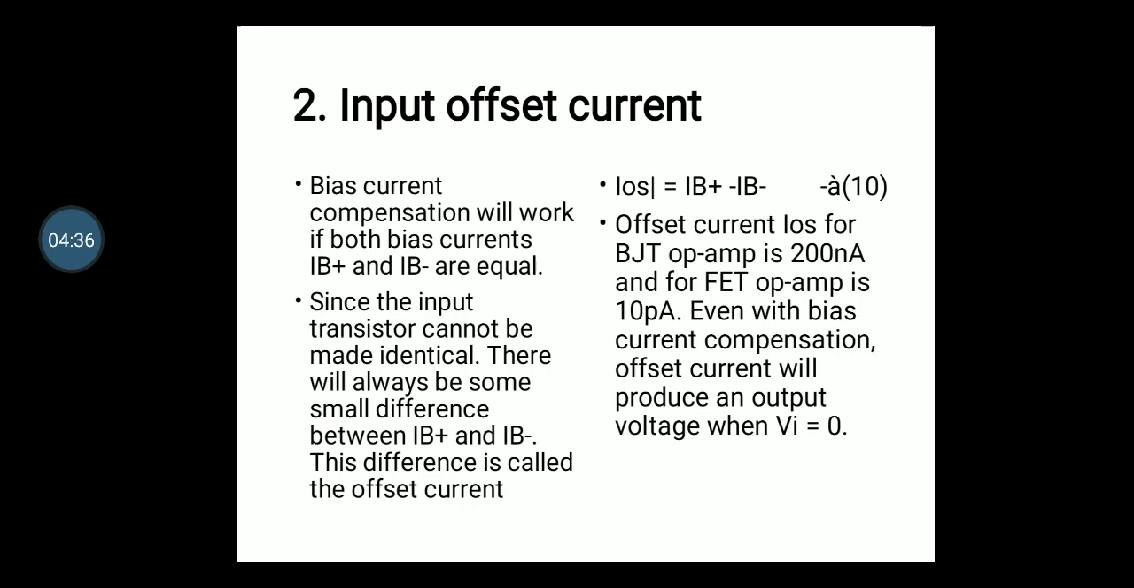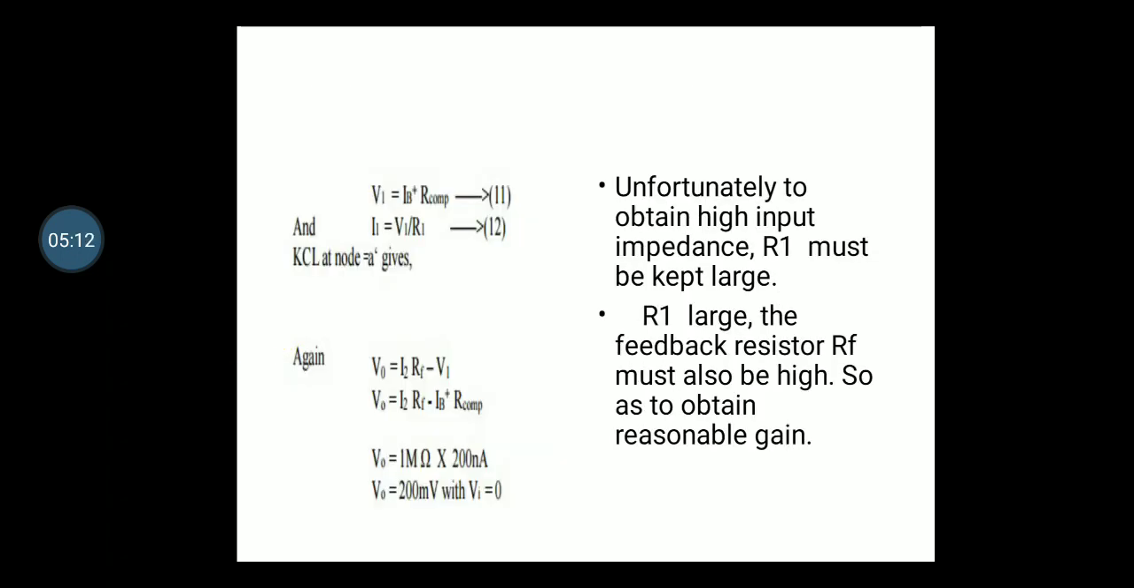Next one is the input offset current. The difference in magnitudes of IB plus and IB minus is called the input offset current, and it is denoted by IOS. So this bias current compensation will work if both the IB plus and IB minus are equal. Since the input transistors are not identical, there is a small difference between IB plus and IB minus. This difference is called input offset current and can be written as IOS modulus is equal to IB plus minus IB minus. For BJT it is 200 nanoamps, and for FET it is 10 picoamps.